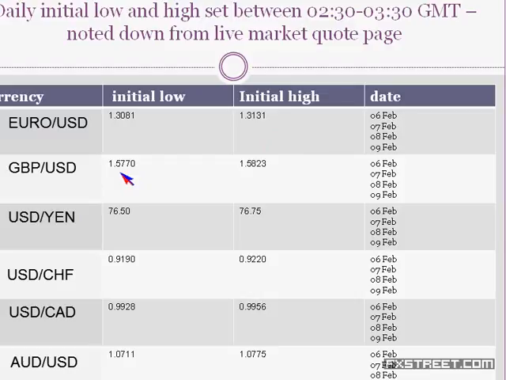In the case of GBP, the low was 1.5770, they have not breached it. 1.5823 is the high, which is also not breached. And yen, 76.50 is the low, 76.75 is the high, and they breached it by 5 pips and formed 76.80. So which indicates that they wanted to make a good upward move in the case of USD yen today.